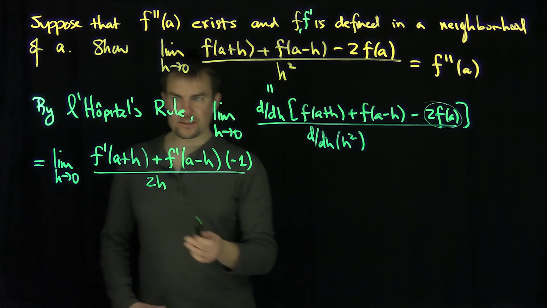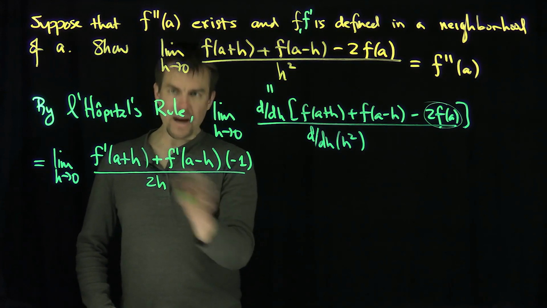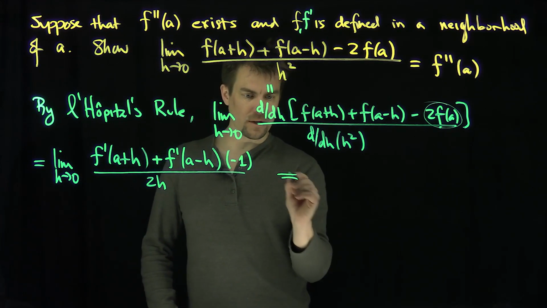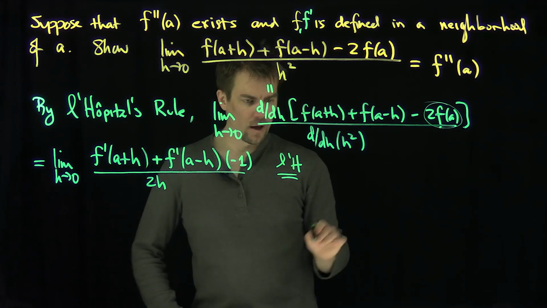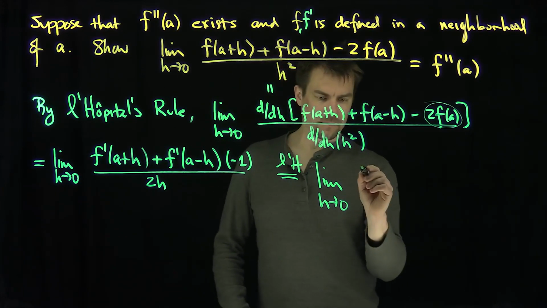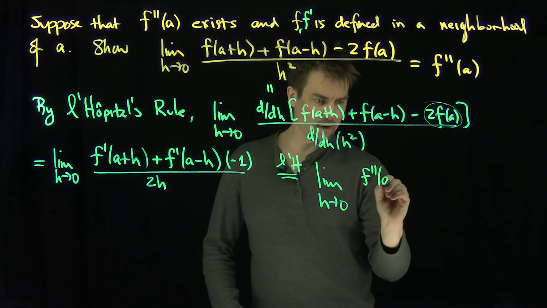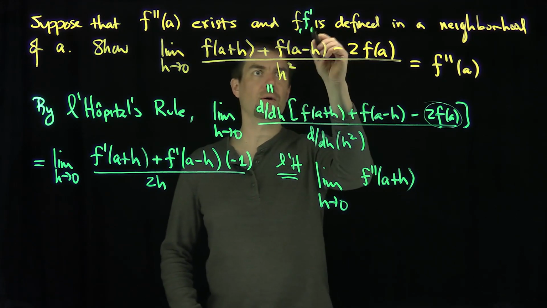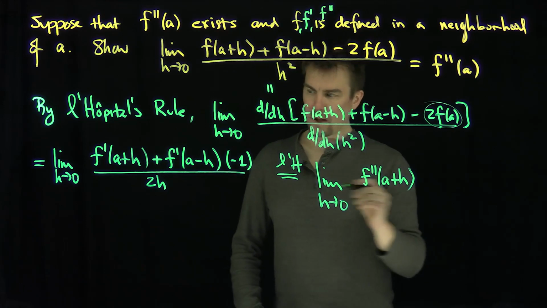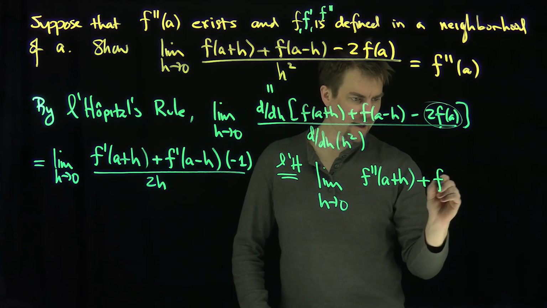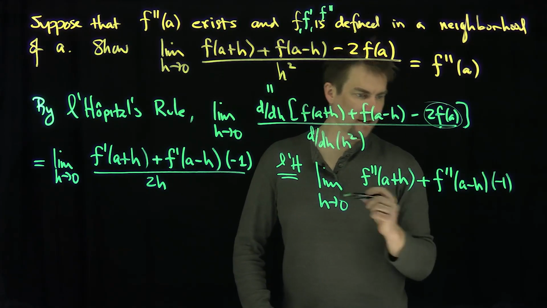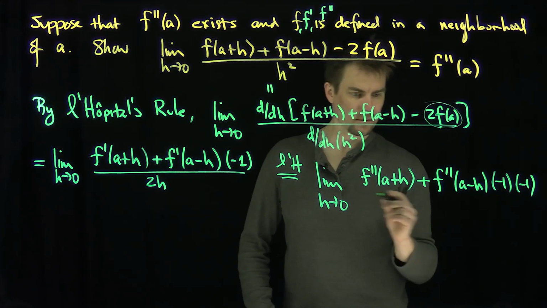Now again, when I plug in 0, I'm going to have f prime of a and then minus f prime of a, so I get 0 on the top, 0 on the bottom, so I can use L'Hopital's rule again. So by L'Hopital's rule again, this is going to be the limit as h goes to 0 of f double prime of a plus h. And again, we see what the assumptions have to be: I assume that they're defined in those neighborhoods. And then plus f double prime of a minus h.